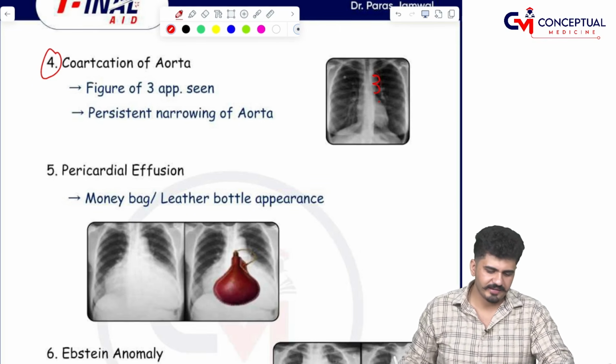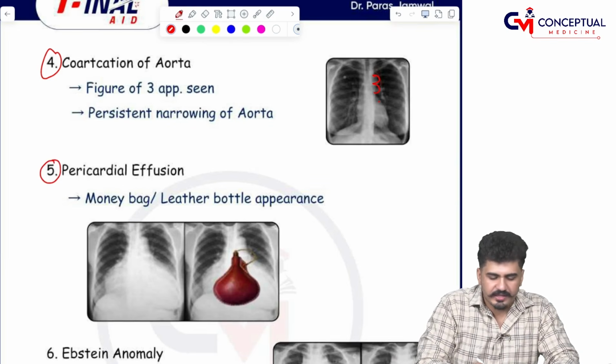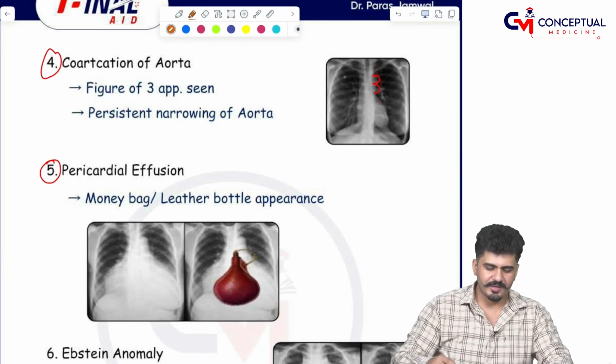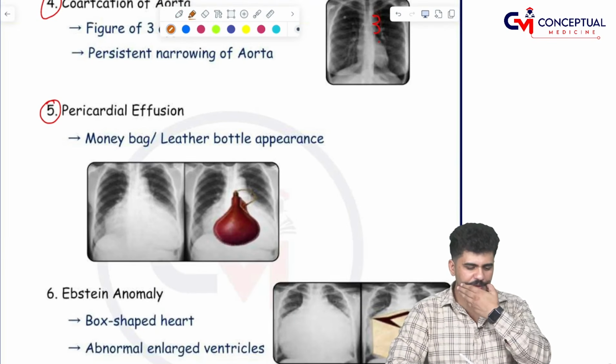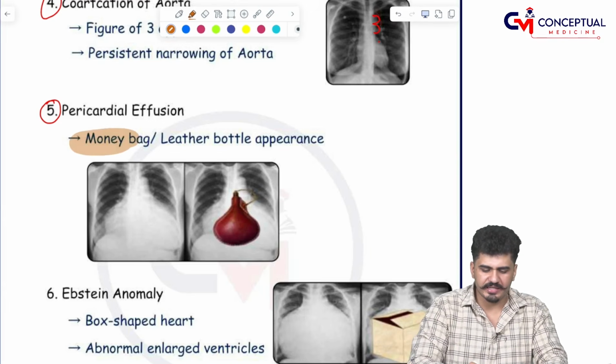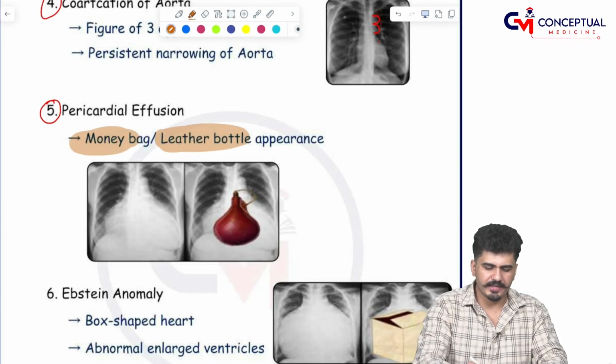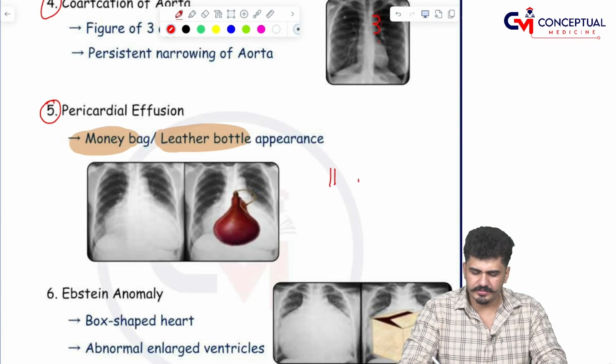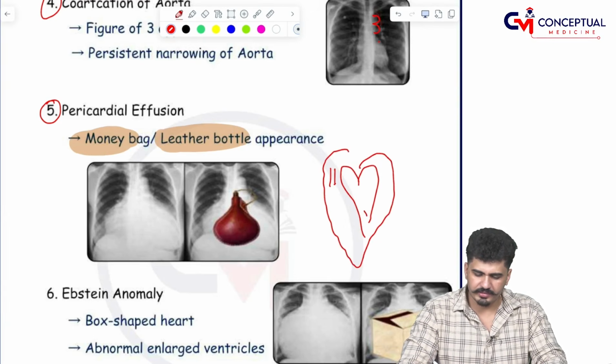Okay, done. Now, pericardial effusion. Money bag or leather bottle appearance. What is happening in pericardial effusion? If this is a heart, what has filled around the heart? Water. So what do we call it?